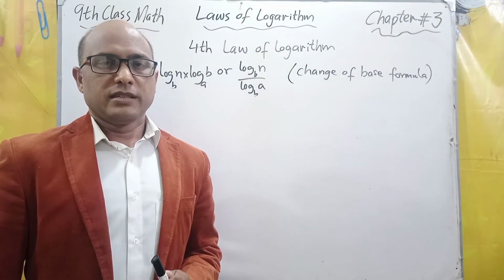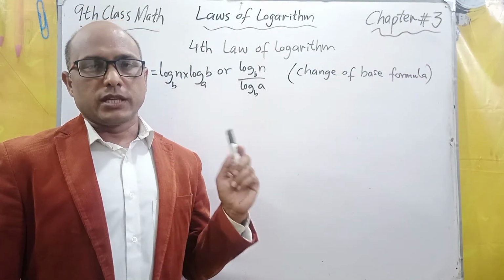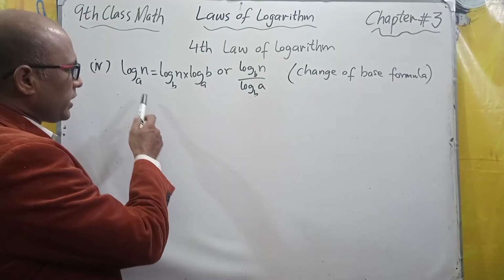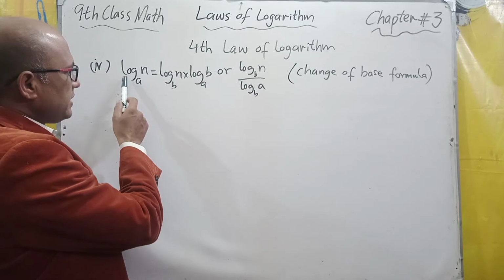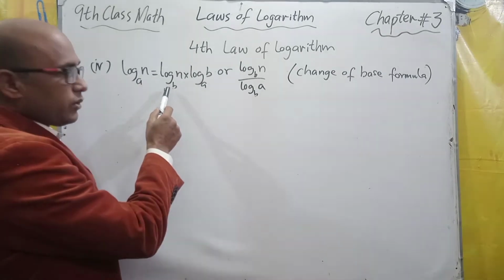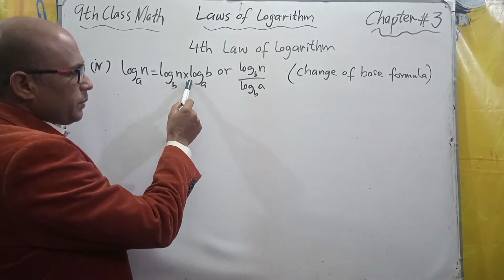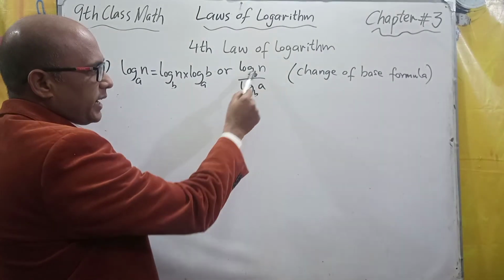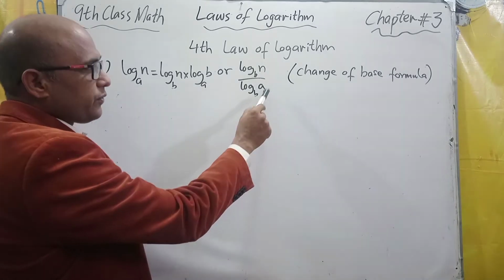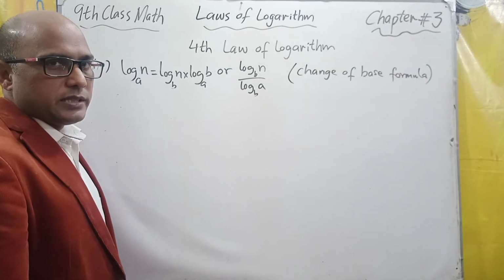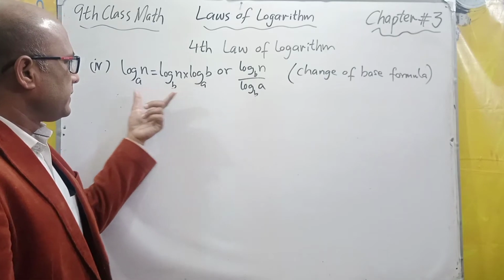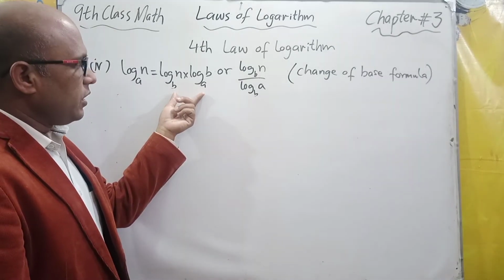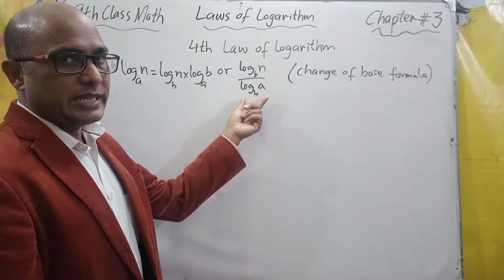Dear students, now let's do fourth law of logarithm. The statement of the fourth law of logarithm is written as log a of n is equal to log b of n multiplied by log a of b, or log b of n divided by log b of a. So both of these situations we have to prove. This left hand side should be equal to this, or it should be equal to this as well.